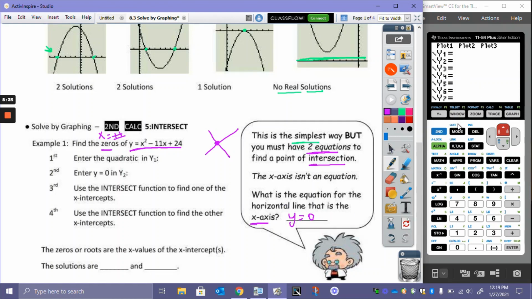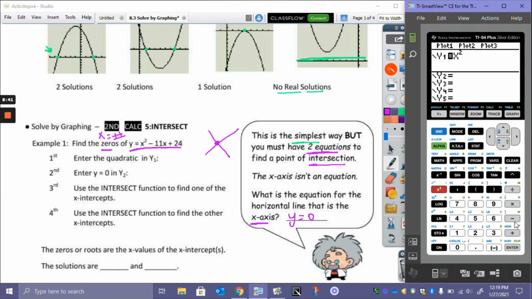Okay, so come over to your calculator and enter your quadratic into y sub 1. So we had x squared minus 11x plus 24. All right, and because we have to have two equations, you cannot skip this step. You will not be able to solve with a calculator unless you type in y equals 0. Okay, now let's go ahead and graph this just to look at it. And I'm zoomed in, so I'm going to go back to zoom standard. Right, and we can see both things here. So we're going to go to second, trace, and intersect. And we want to find both of our x-intercepts, but we have to do it one at a time. Where is my pointer?